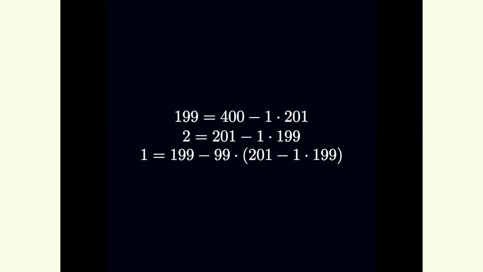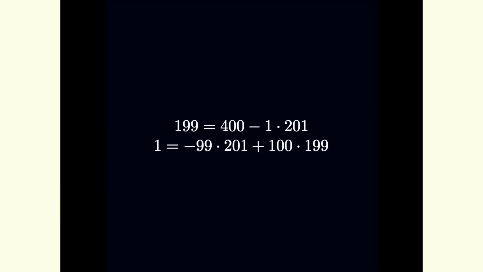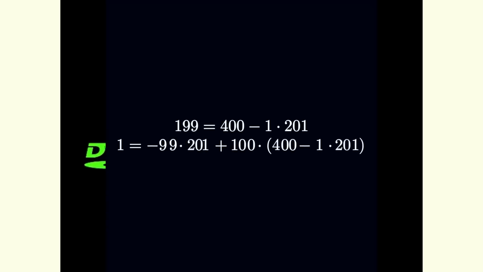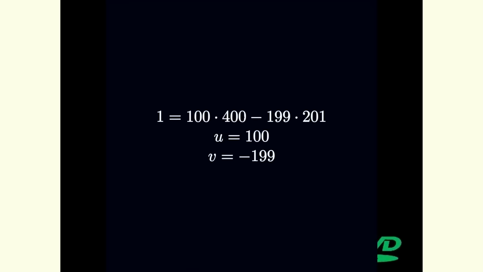Now we have 2 copies of 199, so let's distribute and add like terms. Now we have a new equation, and now we can substitute the right side of the third equation in for 199. Once we distribute and add like terms again, we get the equation 100 times 400 minus 199 times 201 equals 1. Therefore, u equals 100 and v equals negative 199. And nothing we did here was specific to 400 and 201. This process will work with any 2 coprime numbers.